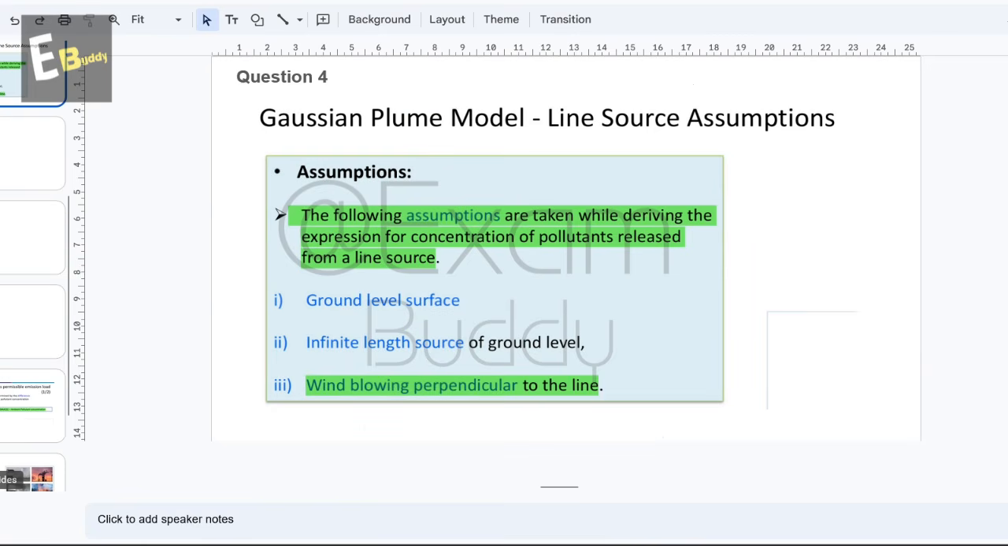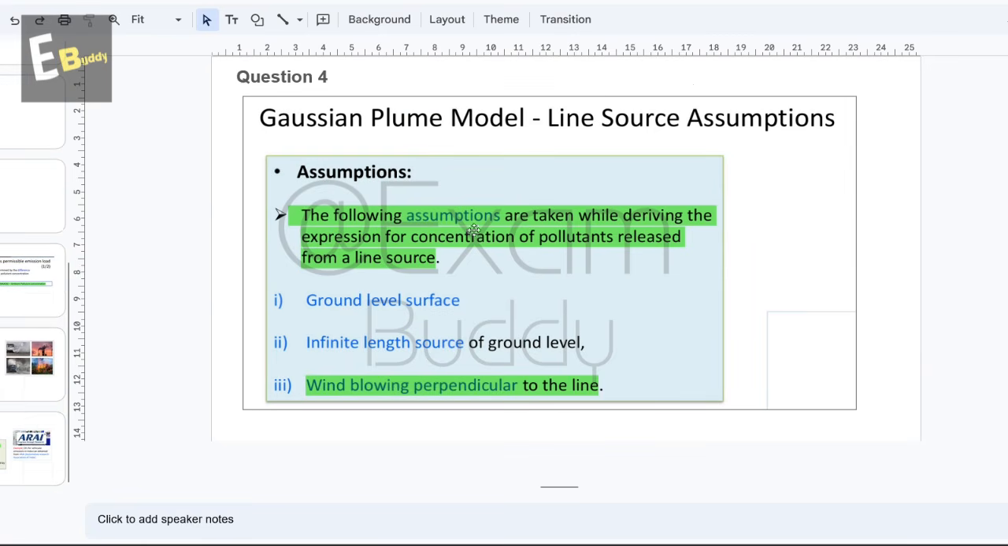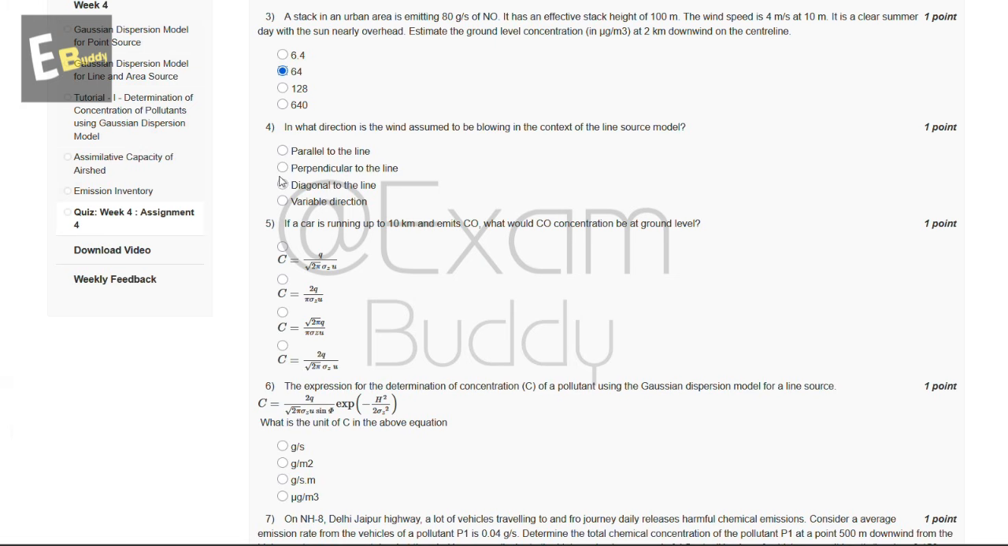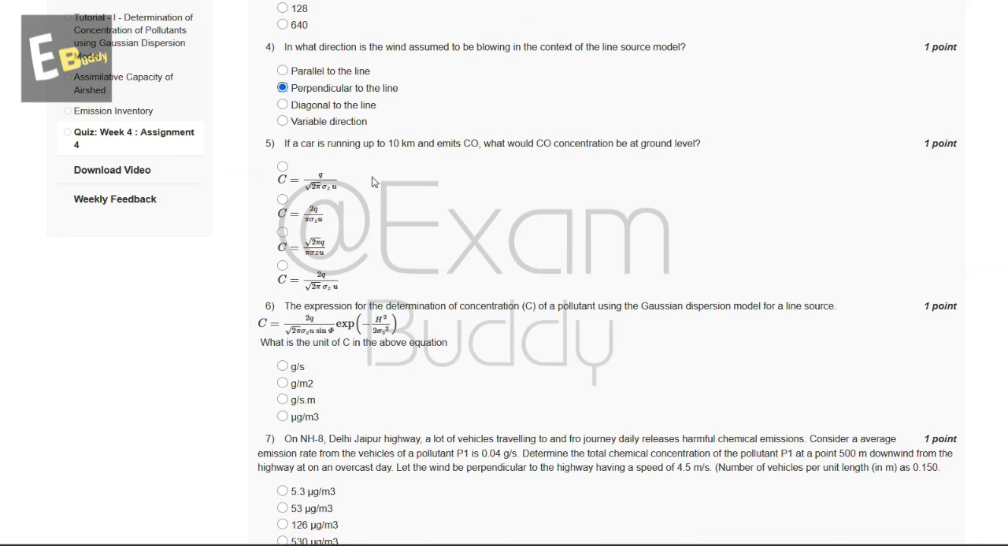So explanation says the following assumptions are taken while deriving the expression for concentration of pollutants released from a line source. Wind blowing perpendicular to the line. So the answer for our fourth question is B, perpendicular to the line. And now let's go to our question number 5. If a car is running up to 10 km and emits CO, what would CO concentration be at ground level? So these are the options, and the answer for our fifth question is D.